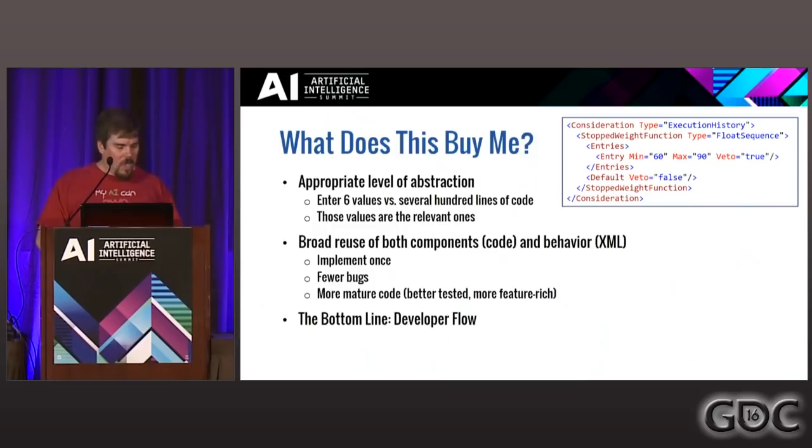So, final thoughts. Remember the question: what does this buy me? The important thing is it lets me think at the right level of abstraction. It keeps me in that good flow so that I can implement much more quickly. I can iterate much more quickly.